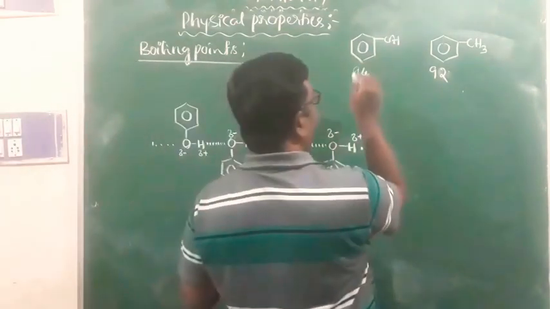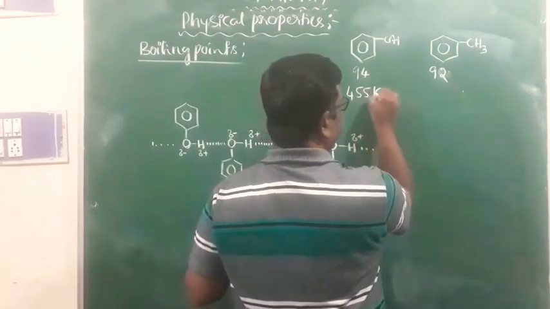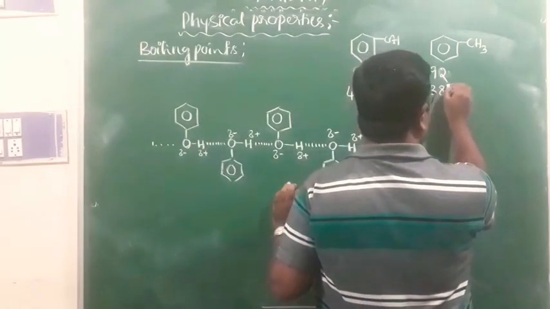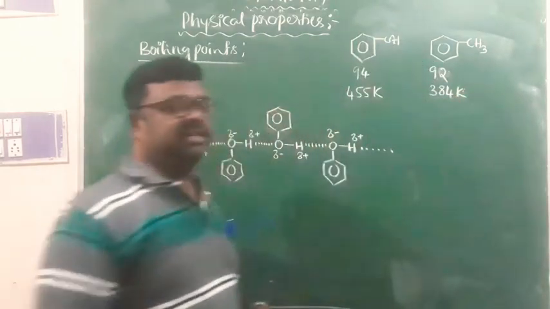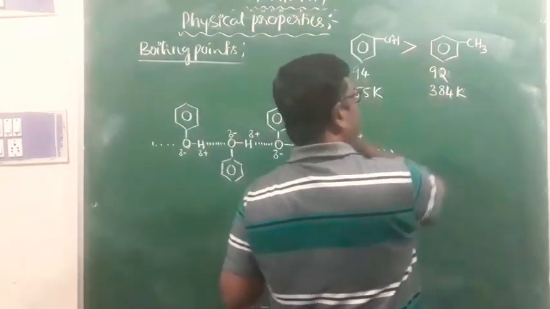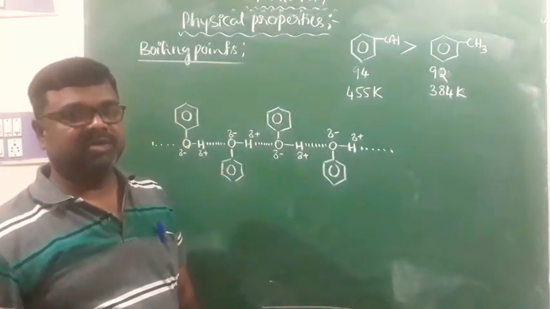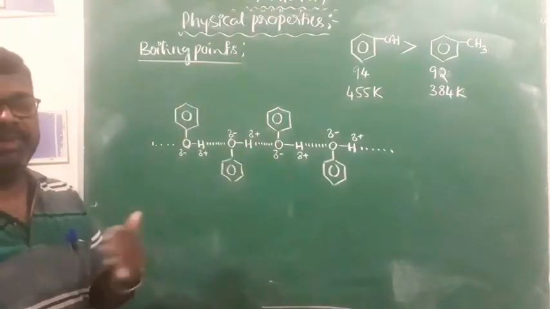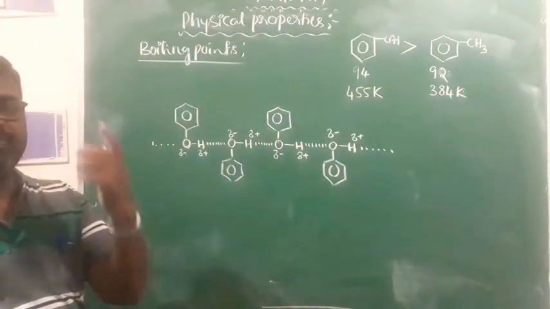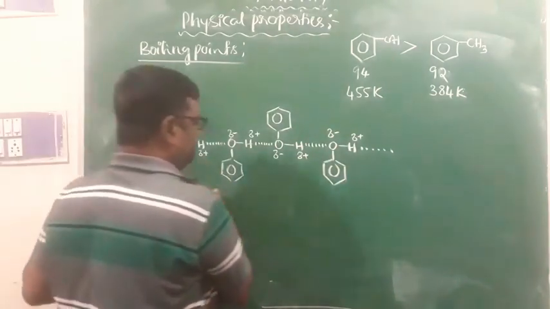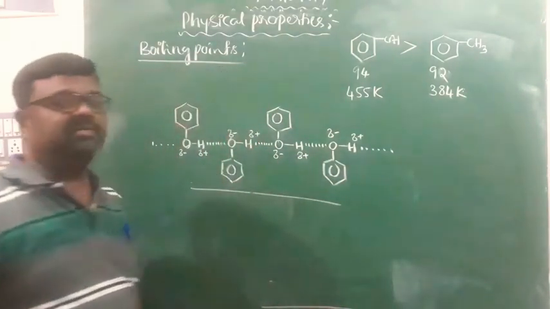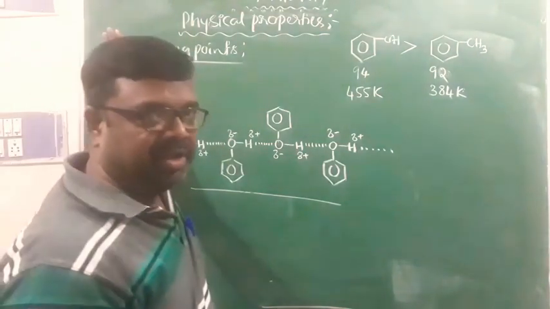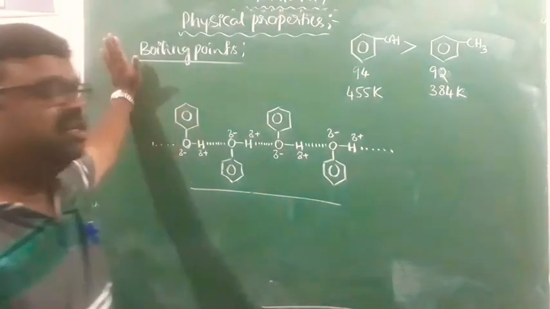The boiling point of phenol is around 455 kelvins, whereas the boiling point of toluene is around 384 kelvins. On the basis of that, I can say that the boiling point of phenol is greater than the corresponding hydrocarbon with almost the same molecular mass. Phenols have higher boiling points compared to the corresponding hydrocarbons, and that's because of the molecular association due to intermolecular hydrogen bonding in phenols. Is that clear? So that is boiling points of phenols.